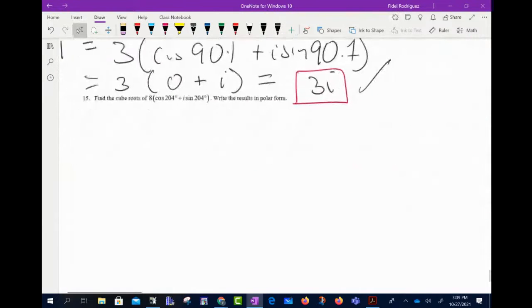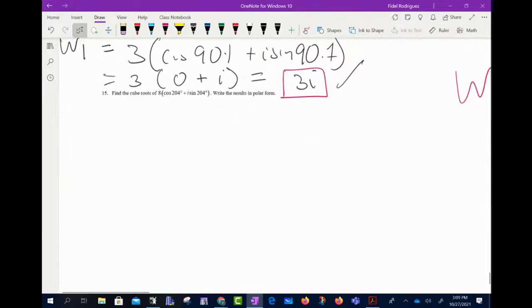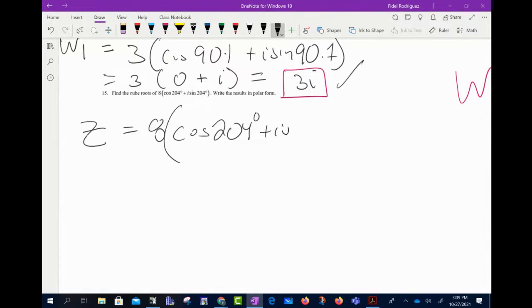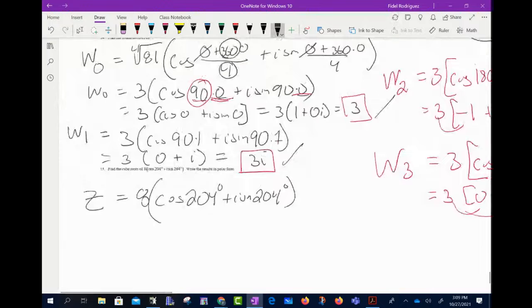Alrighty, so look, y'all, we got one more to do here. We're going to look for the cube roots of 8(cos 204 + i sin 204). We're going to write the results in polar form, so we can leave it in that CIS form. First, I'm going to write my problem: z equals 8 cosine of 204 plus i sine 204. And we're looking for the cube roots.